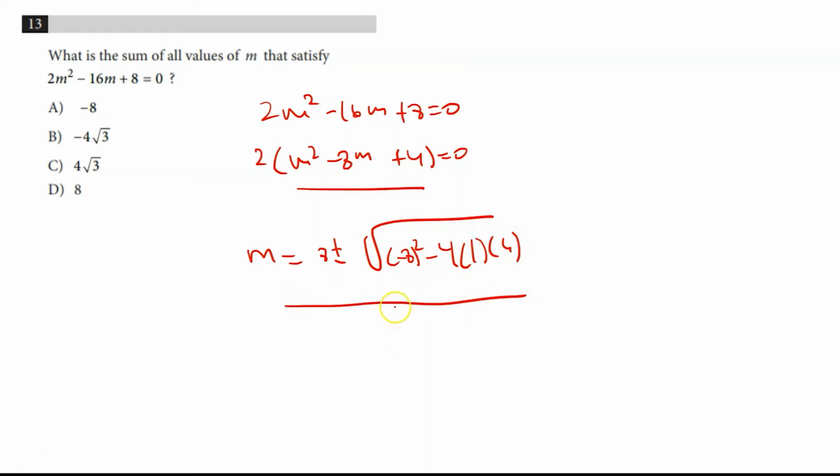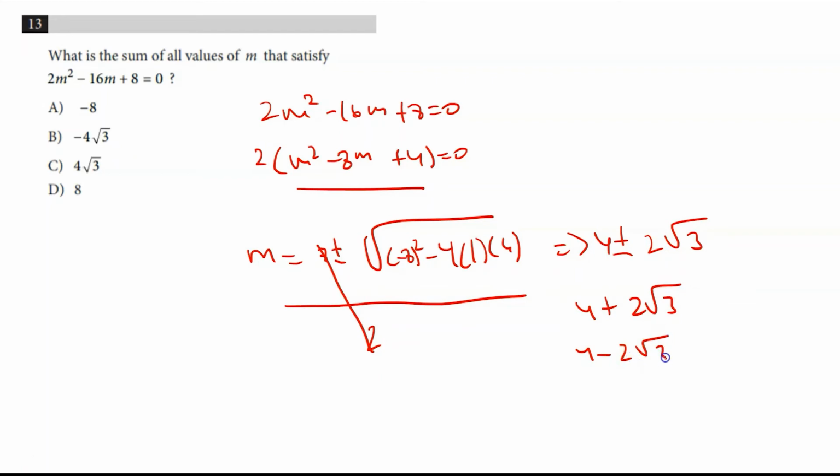all over 2a. And in this case, a is 1 because we factored out the 2, so 2. This simplifies. We can cancel the 8 and the 2. So 4 plus or minus 2 root 3. So our solutions are 4 plus 2 root 3 and 4 minus 2 root 3.